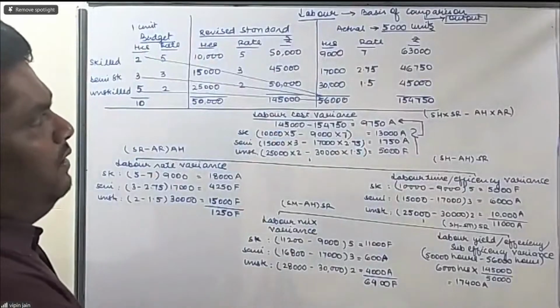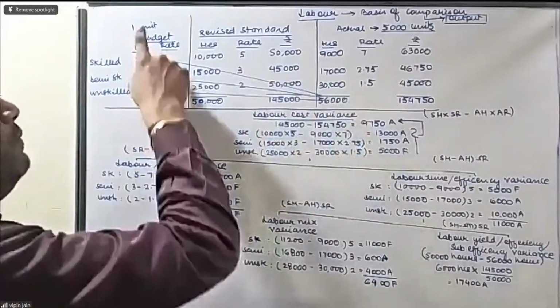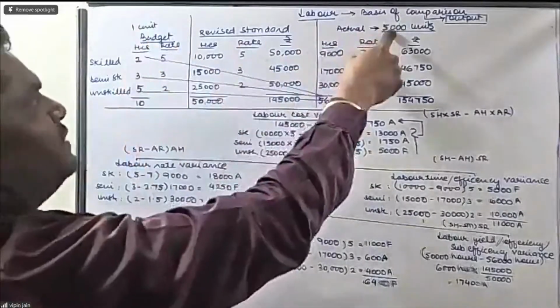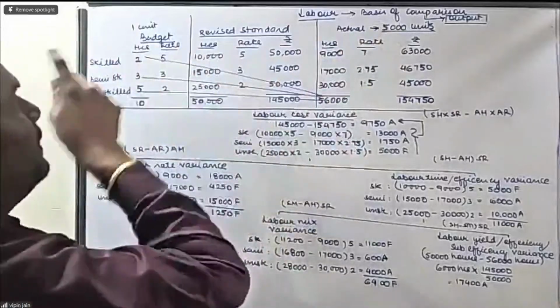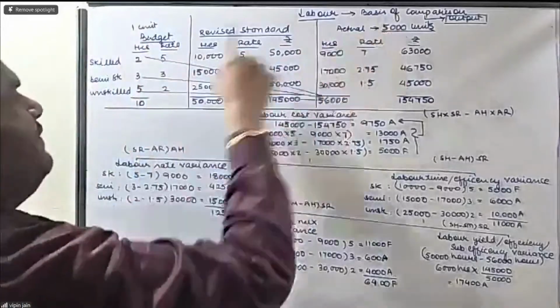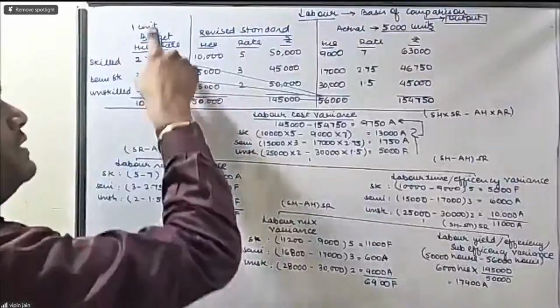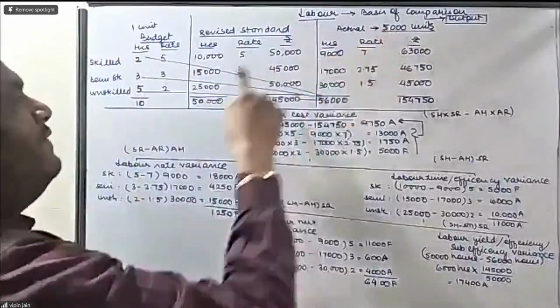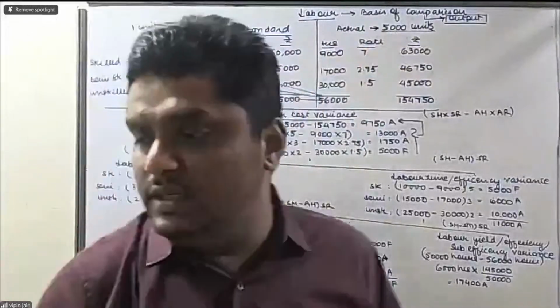So herein, when talking about output, 1 unit is 2 hours. So 5,000 units will be 10,000 hours. 1 unit, 3 hours. So 5,000 units will be 15,000 hours. 1 unit, 5 hours. So 5,000 units will be 25,000 hours.